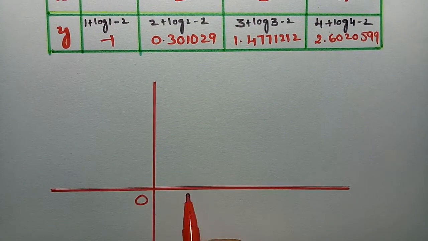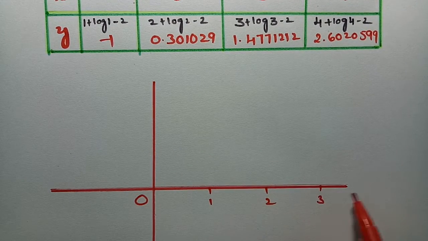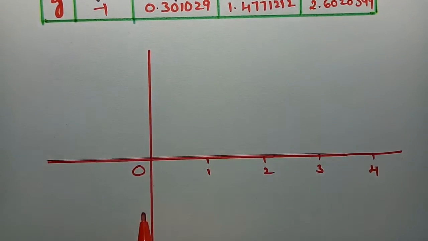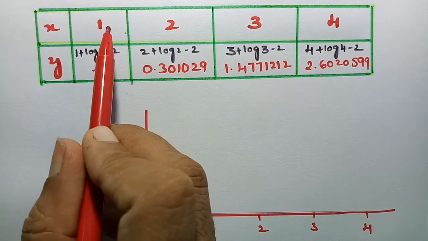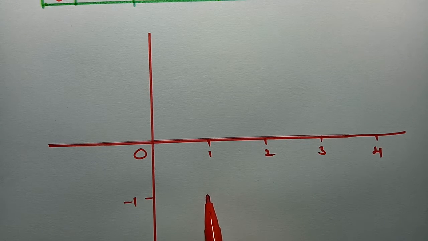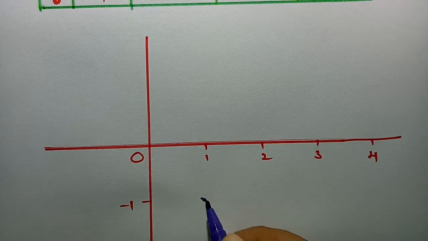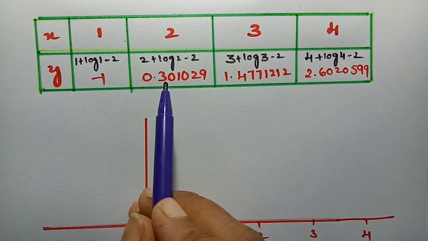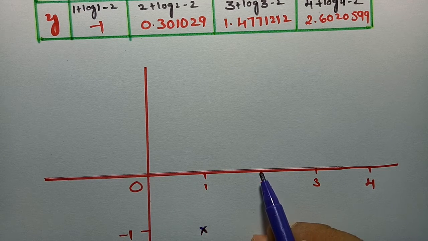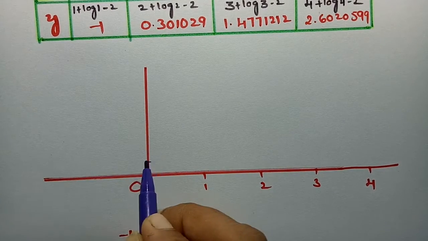So these are the x values, that is here it is 1, here it is 2, here it is 3, and here it is 4. And all the y values are here. So this is minus 1. When x is equal to 1, the y value is minus 1. So this will be the point here. And when x is equal to 2, it is 0.3. When the x value is 2, the y point is some 0.3.